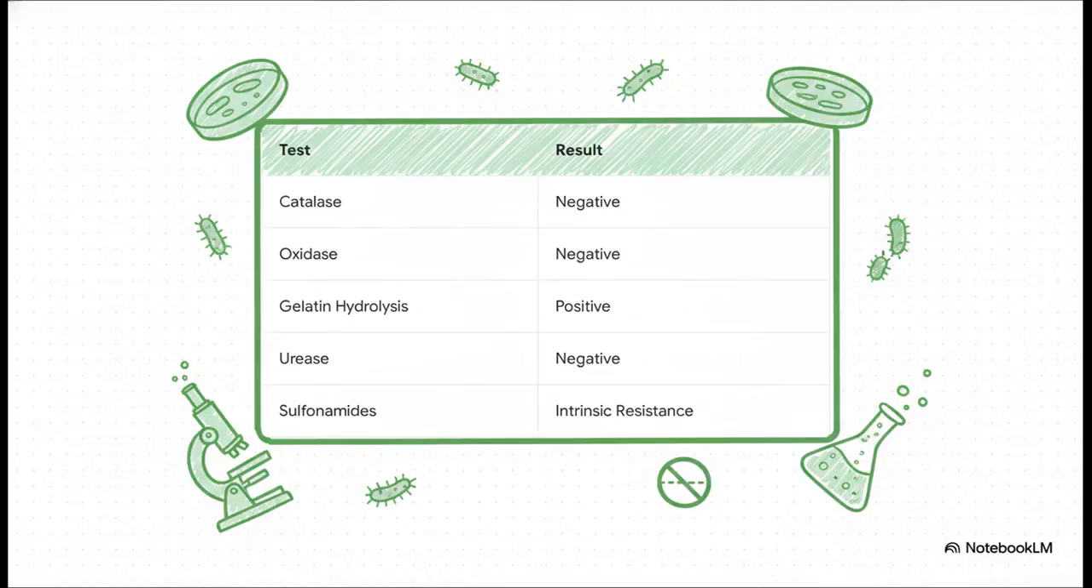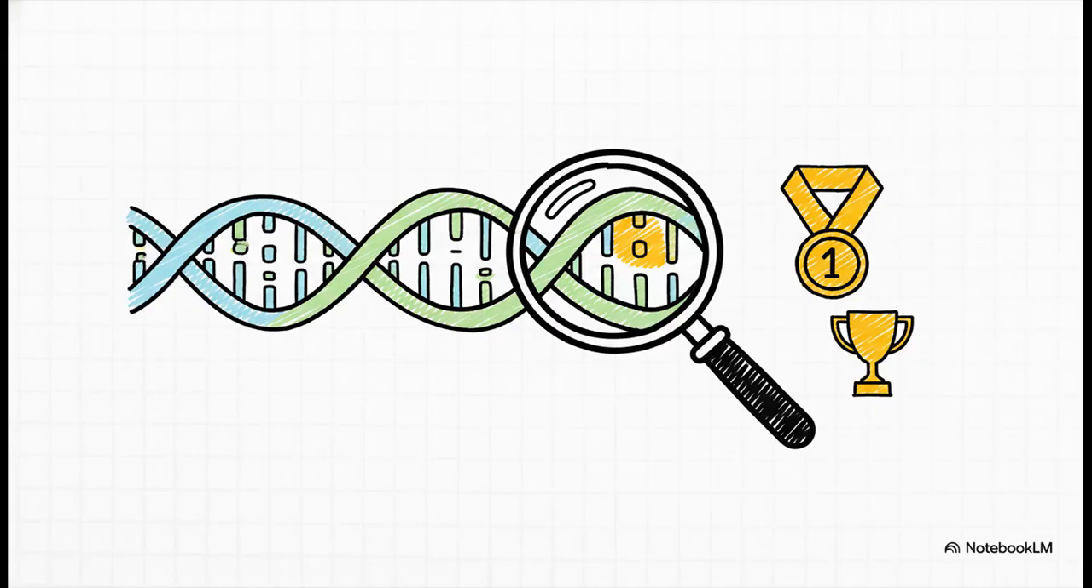Okay, the biochemicals are where we really start to separate it from the pack. It's catalase negative, right? So that's a great way to differentiate it from staph. It's also positive for gelatin hydrolysis, which totally makes sense given its ability to form all that pus. And here's a key clinical pearl. It's intrinsically resistant to sulfonamides. That's a super important piece of information we can give to the clinicians right off the bat. Now, these classic methods are great for a presumptive ID, but when the stakes are high and you need to be 100% certain, molecular is the gold standard.